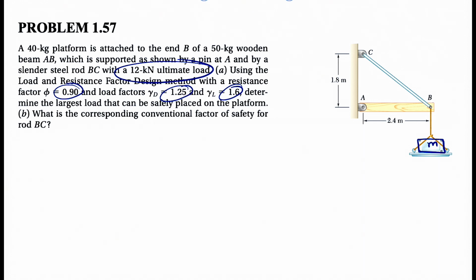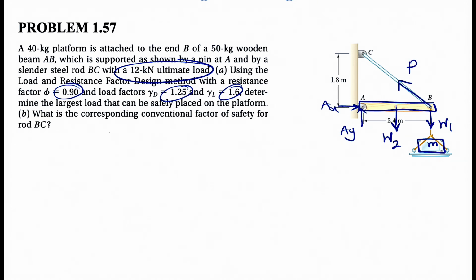Before we start, I'm going to draw the free body diagram for this bar AB. If we look at it, we have a pin at point A, which means we have two components, AX and AY. We have the weight of this bar, which we can show with W2. We have the weight that is attached in here, which we're going to show with W1. And we have the force in this steel rod BC, which we're going to show with P.